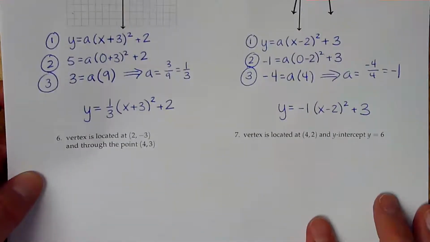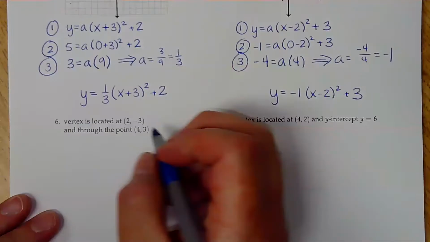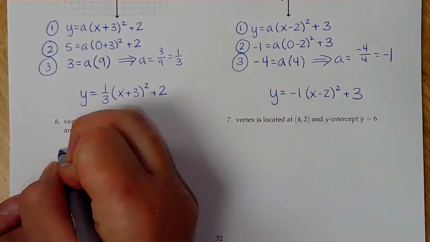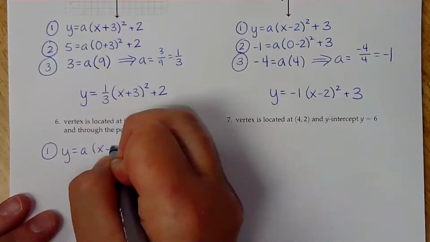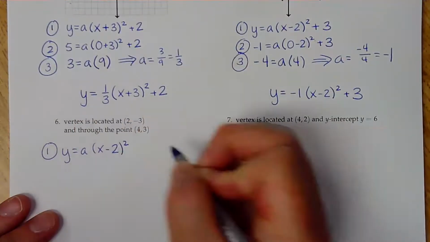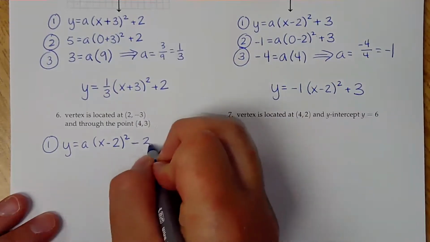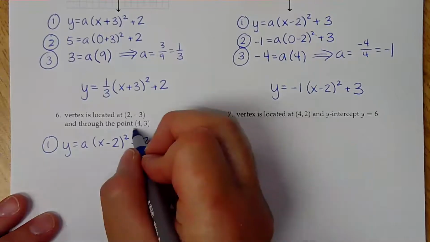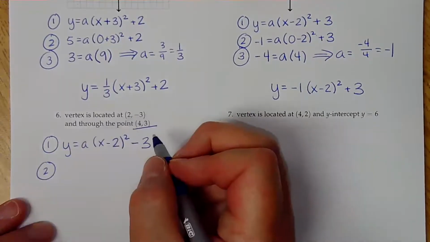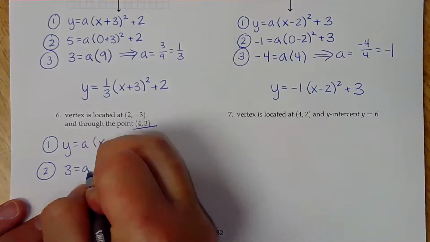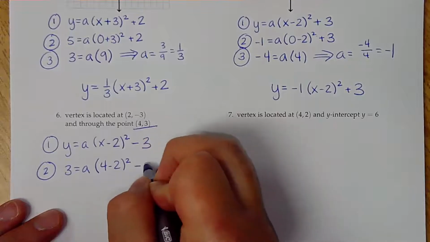All right, number 6, they gave us the information without the graph, so I don't have to count boxes, which is kind of nice. So step 1, y = a(x - h), so x minus 2, squared, plus k, so it'd be plus a minus 3. So I'm just going to put minus 3 here. And then here's the point I'm going to plug in. So my y value is 3 = a, and x is 4, so (4 - 2)^2 - 3.